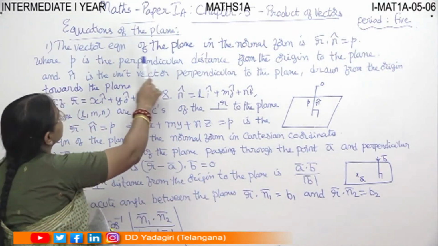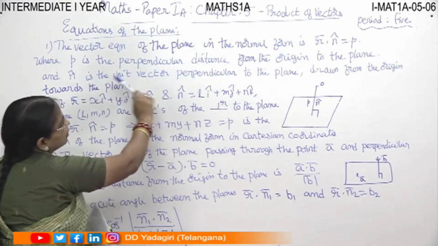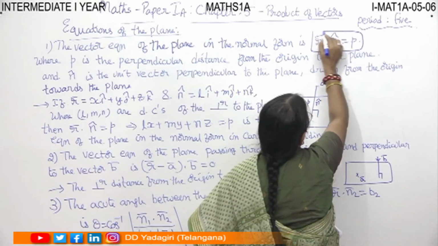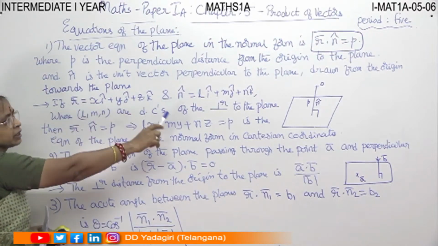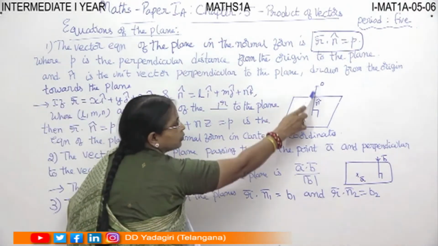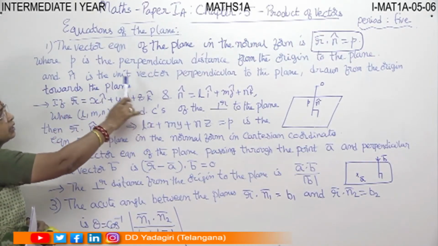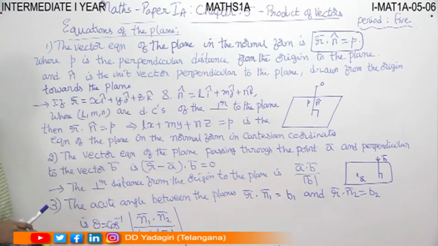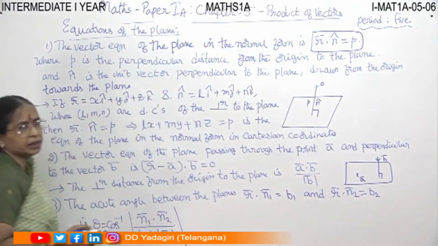The vector equation of the plane in the normal form is r dot n cap is equal to p. This is the equation, where n cap is the unit vector perpendicular to the plane from the origin towards the plane, and p is the length of the perpendicular, or the perpendicular distance from the origin to the plane.